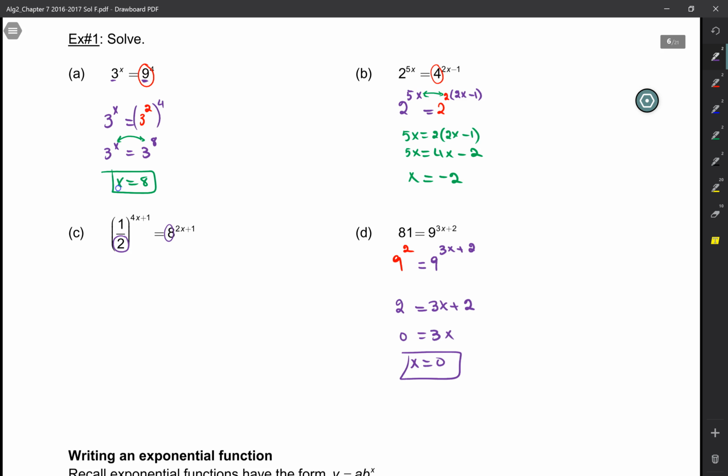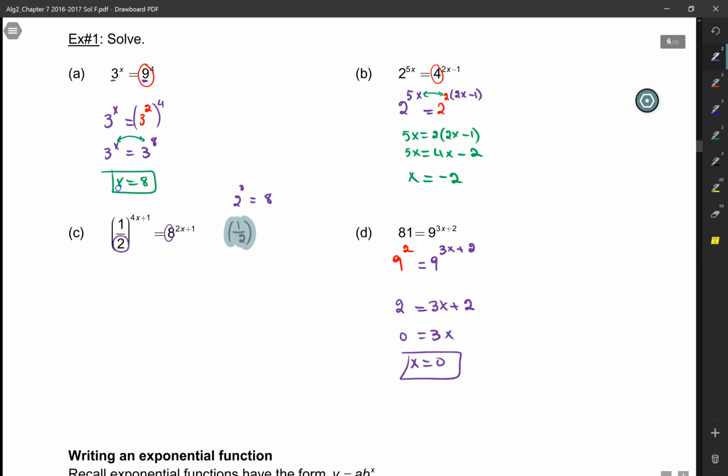How do you go back and forth between 2 and 8? 8 is really what? 8 is really 2 cubed. So 2 cubed is equal to 8. Well, that's fine, but here I have a 1/2, right? Well, what if I have 1/2? What can I raise that to in order to get an 8?